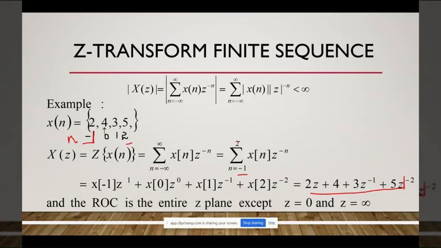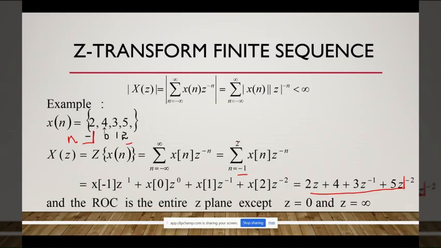Here, can you predict at what values of z we'll get a finite value as output? Except 0 and infinity, we get a finite value. When z is equal to 0, 1 by z becomes infinite. Similarly, when z is equal to infinity, we also get an infinite value. So, apart from these two values, for all other values of z, we get some defined, finite value. So, ROC is the entire z plane except z is equal to 0 and infinity.